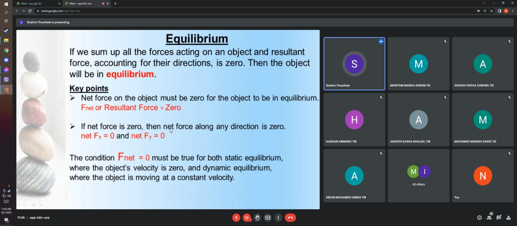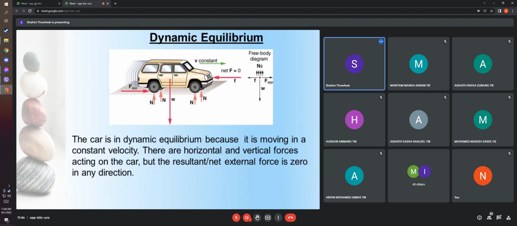Now, how to describe an object that is moving and acceleration is also zero? Then only one condition is there. The object is moving in constant velocity. When an object is moving in constant velocity, acceleration of the object is zero. A simple example, a vehicle is moving in constant velocity. Example for dynamic equilibrium. The sum of forces in y direction will be zero, and the sum of forces in x direction will be zero.